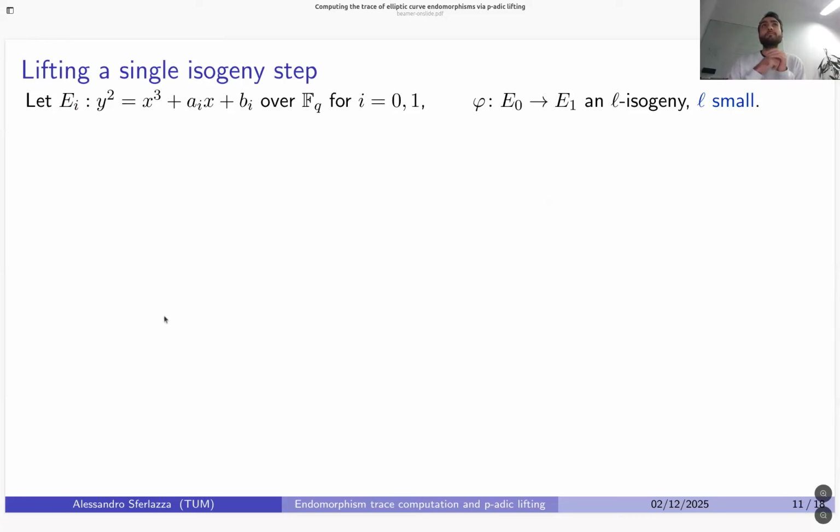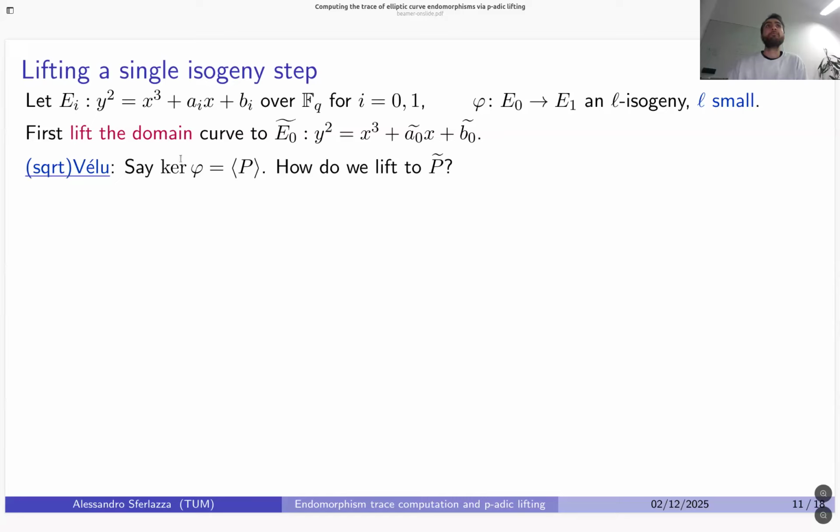But so let's go in detail over the lifting. So let's see how to lift a single isogeny step. Let's say we've got a phi from E0 to another elliptic curve E1 of small, let's say, prime degree. And so first thing we do is choose pretty much arbitrarily a lift of the domain. And then if the isogeny step is represented by a point, then we want to lift this point.